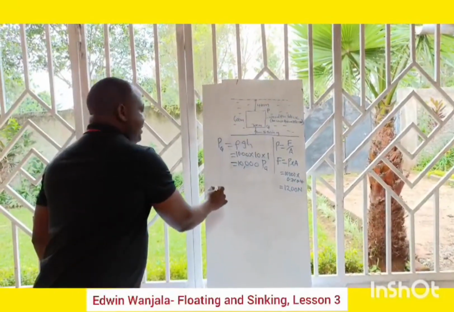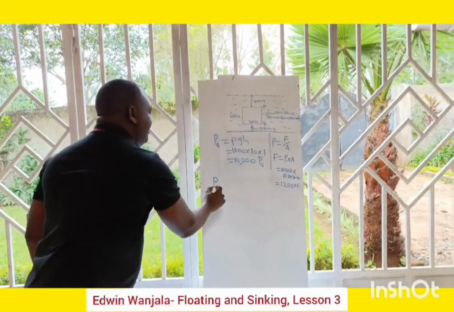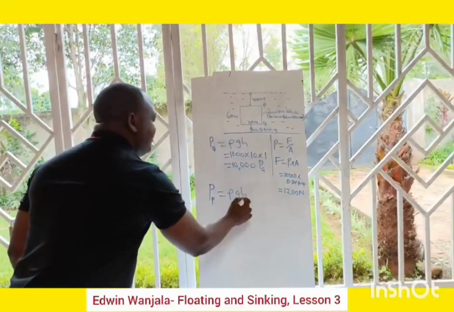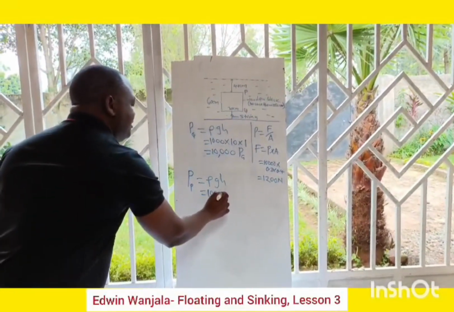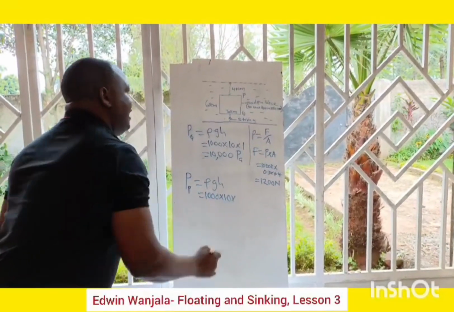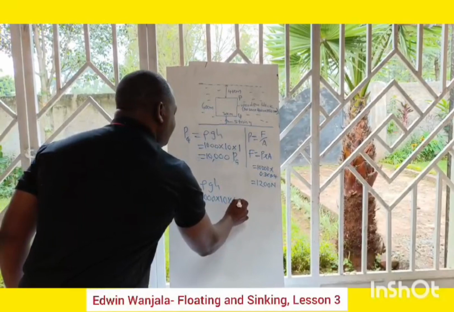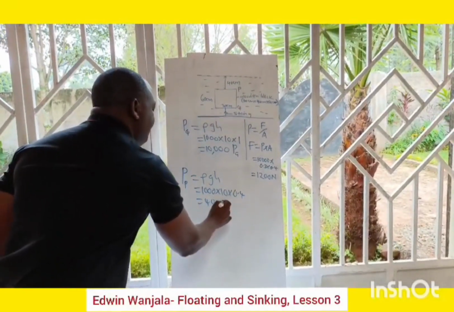So we also need to get the pressure at the top surface of the block. That's pressure at point P, which is also given by rho g h. The density of the water is 1000, g is 10, and the depth is 0.4 meters. And this gives us a pressure of 4,000 pascals.